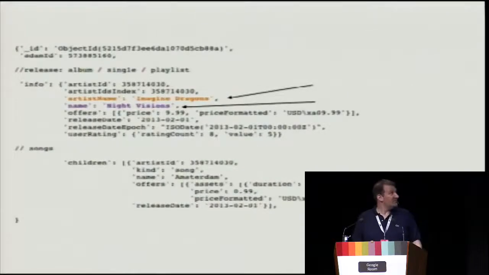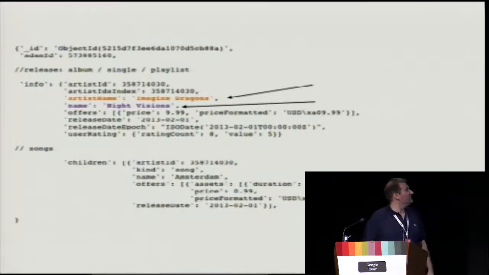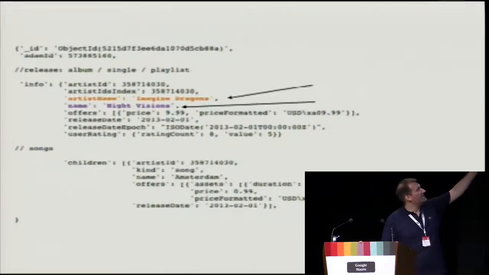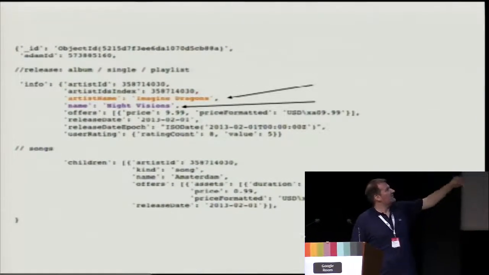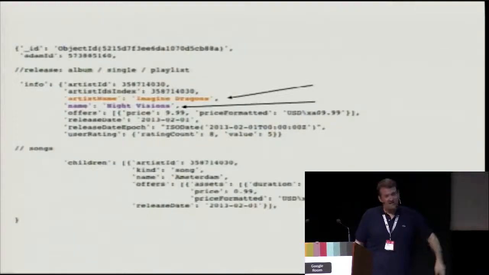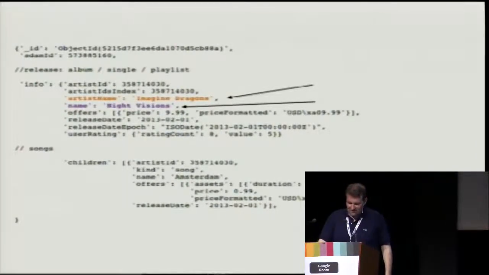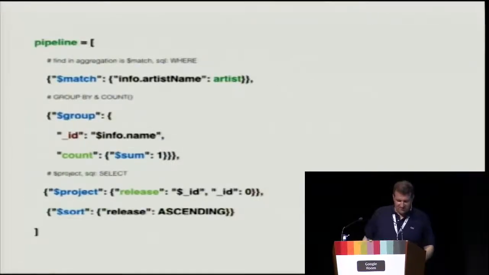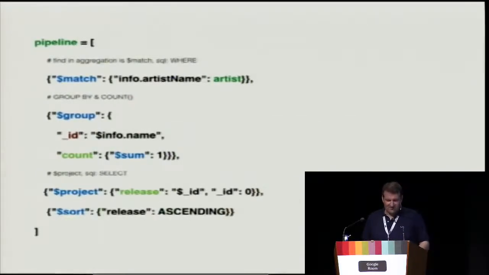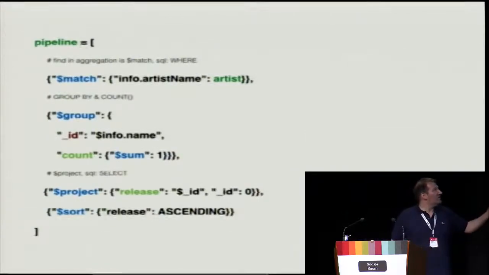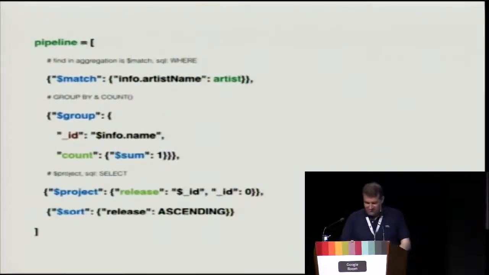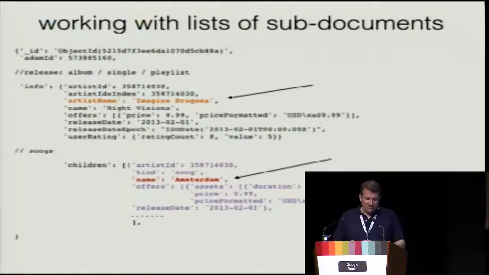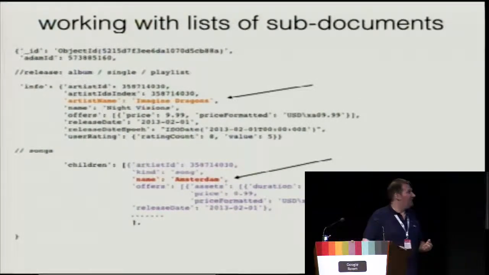So to make things a little bit easier for you to follow, in the next step we're going to do something with the artist name, and name is the album title. And we're making our pipeline a little bit bigger, like with the group operator, which I've already shown you. This is how it looks, it prints out a little bit more nicely. And the next step is, how can we work with lists of subdocuments?